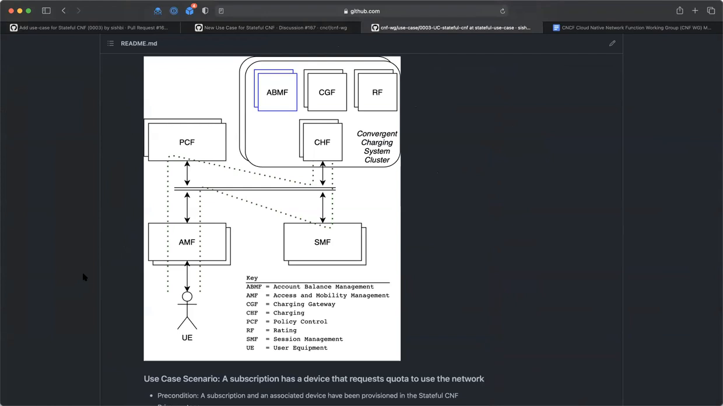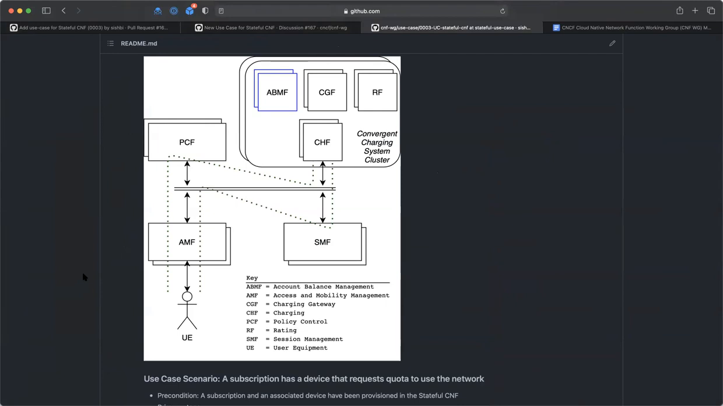So this is a use case related to 5G CCS, where a CCS is a convergent charging system, and it's a network function that needs to maintain state. And so me and Olivia are trying to define a use case around that.